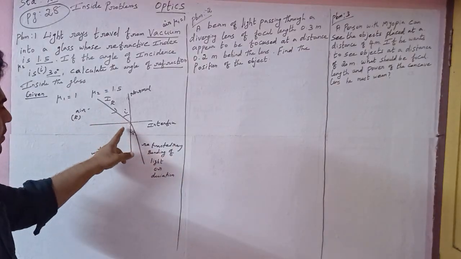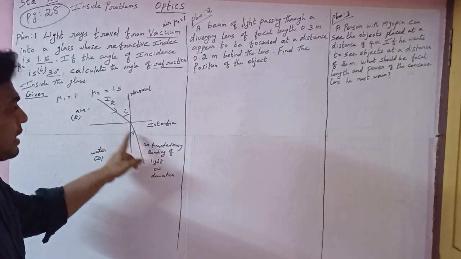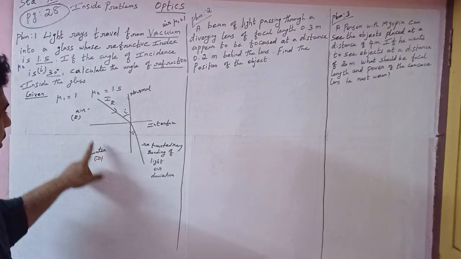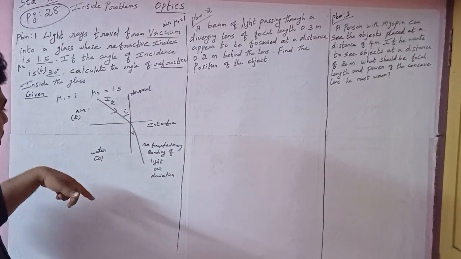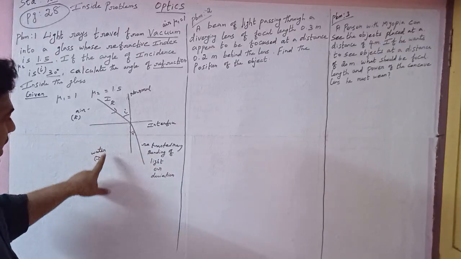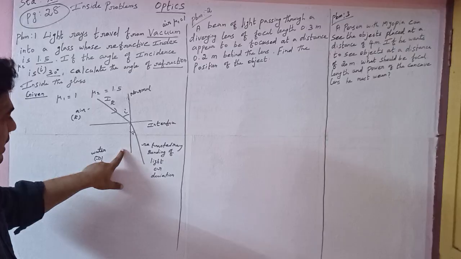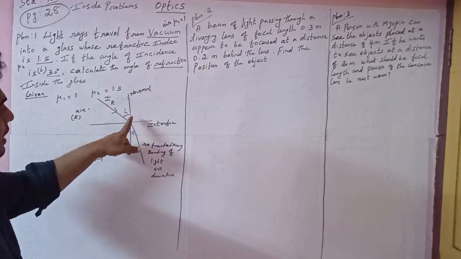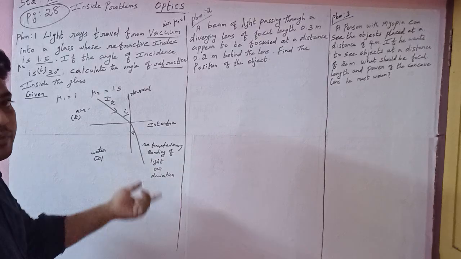When the light ray travels from a rarer medium to a denser medium, it deviates towards the normal. Air is the rarer medium, water is the denser medium. Suppose the light ray travels from a denser medium to a rarer medium, then the deviation is away from the normal.